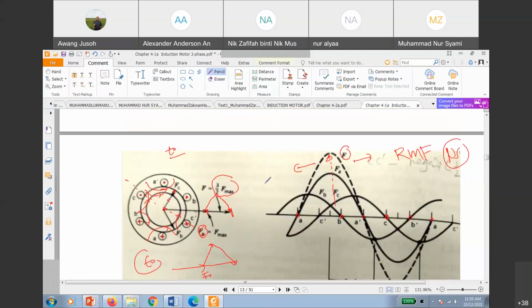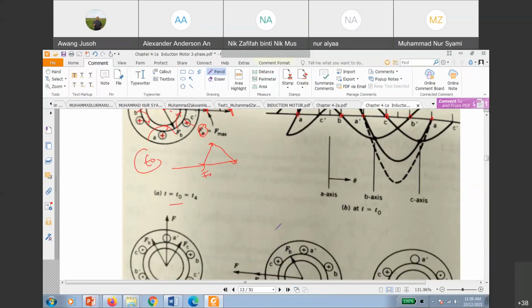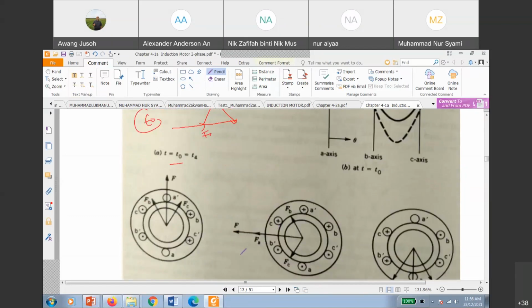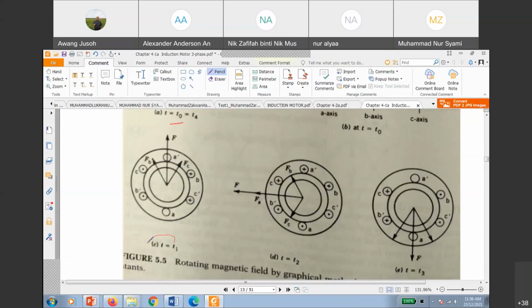Now we go to T1, for example. And the next one is T1. What happened at time T1? At time T1, look, IA equals 0. No current flows in IA. IB is positive, IC is negative, but the value is the same, 3/2 of the peak value. Okay, but IA is 0, IB positive, IC negative. Okay, you go to the second part here. Yeah, this one. This is T1. Okay, T1.